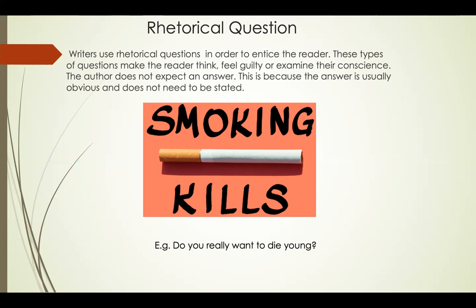So for example, do you really want to die young? This was based on the image or the advert to prevent smoking. Why is this effective? It's because it gets the readers pondering, it gets them thinking. So rhetorical questions are often used to get the reader thinking, okay? You are not expected to answer it, but again, it's supposed to have a pondering effect. Now, rhetorical questions are common in language paper 2. For example, in an article, even in a speech. So make sure you get your head around a rhetorical question.